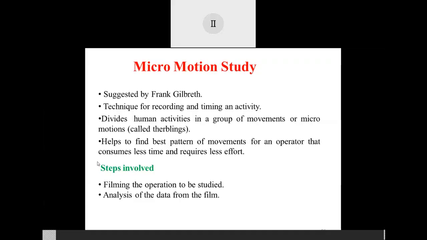So here in micro motion study there are a few steps. First one is filming the operation to be studied. Whatever the operation you are going to study, we need to record it on film, so that later on we can analyze that. So the first step is filming the operation to be studied. After filming the operation, we need to analyze the data from the film. So the two basic steps: first filming the operation which needs to be studied, then analysis of the data from the film.